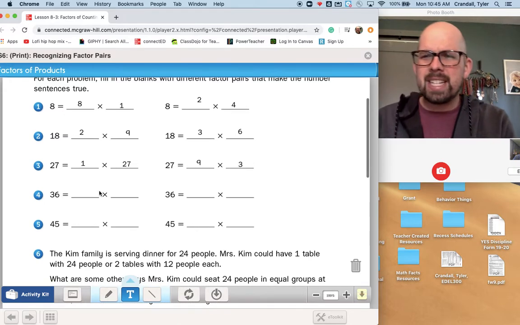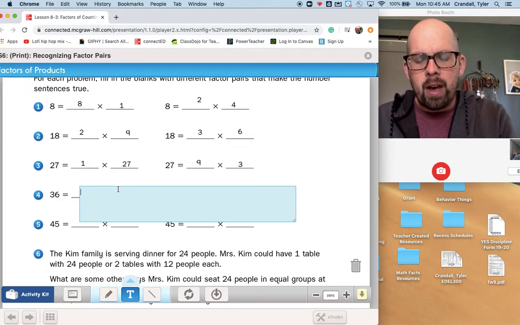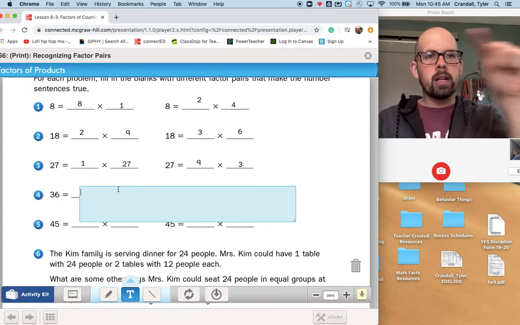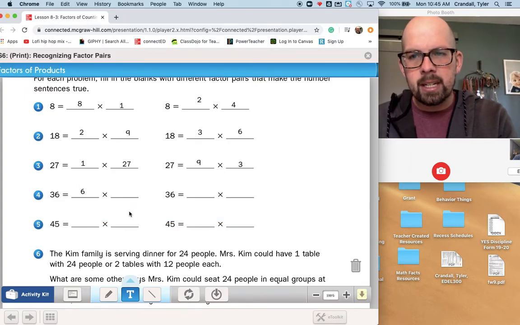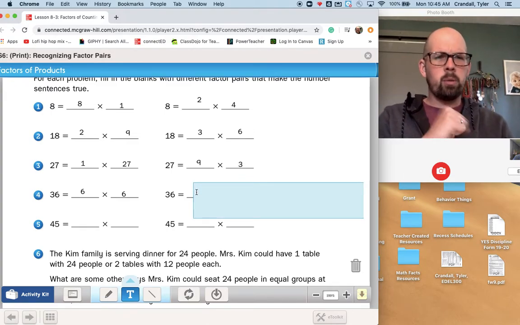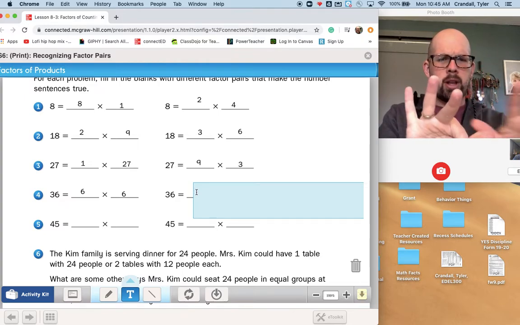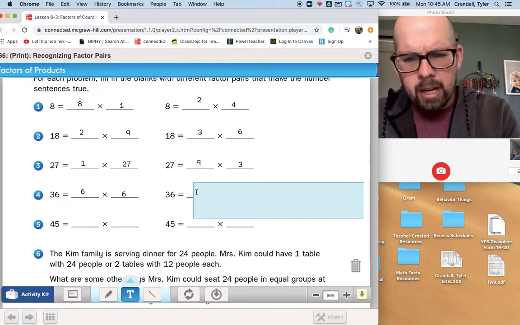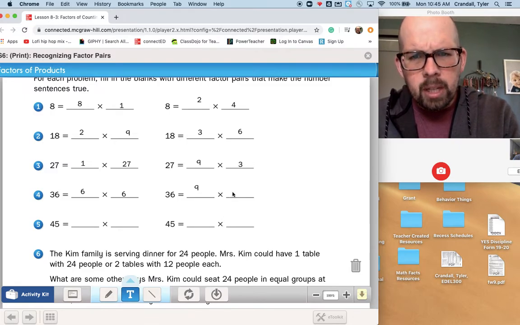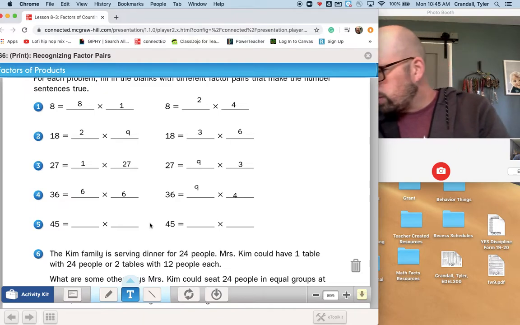What about 36? Ooh, I know that there's a multiplication square that equals 36, and that's 6 times 6. 6 times 6 equals 36. And then I also know that there's a times 9 problem that equals 36. Let's see, 1, 2, 3, 4, 36. So 9 times 4 equals 36. Very cool.